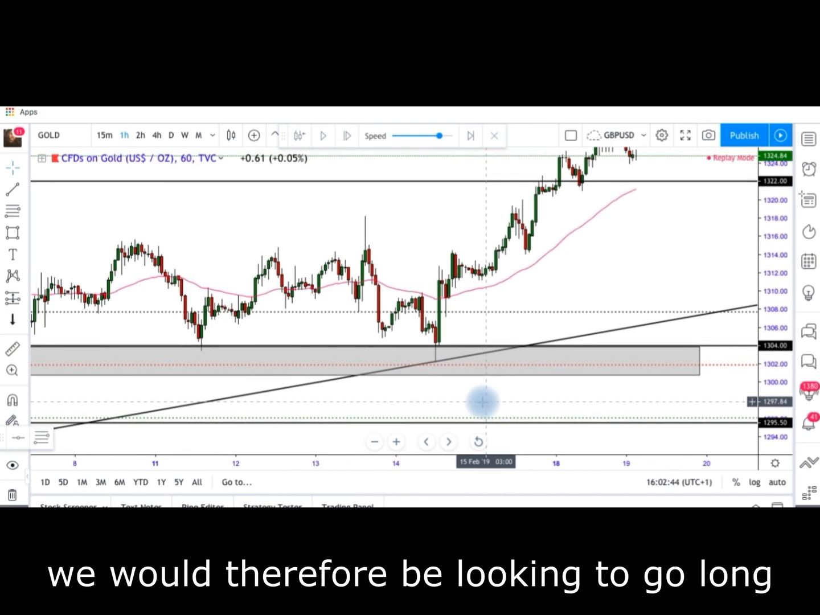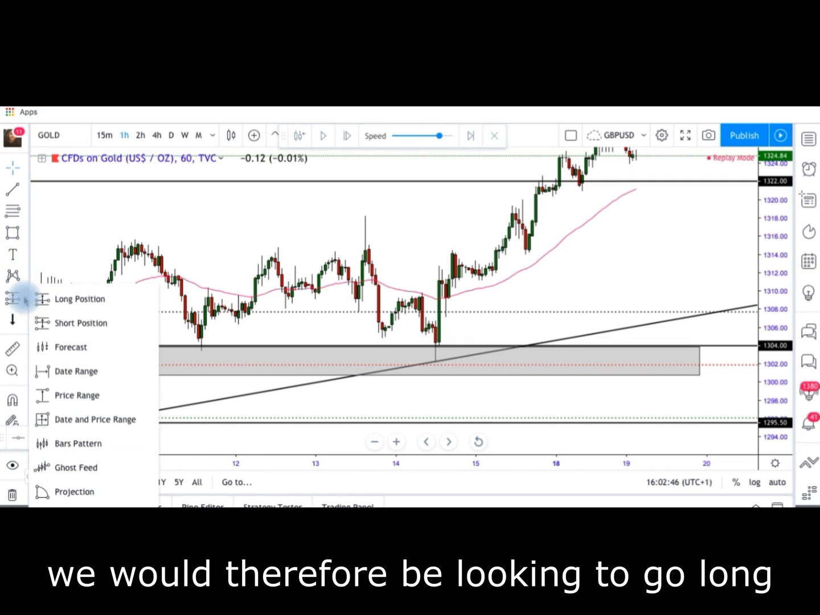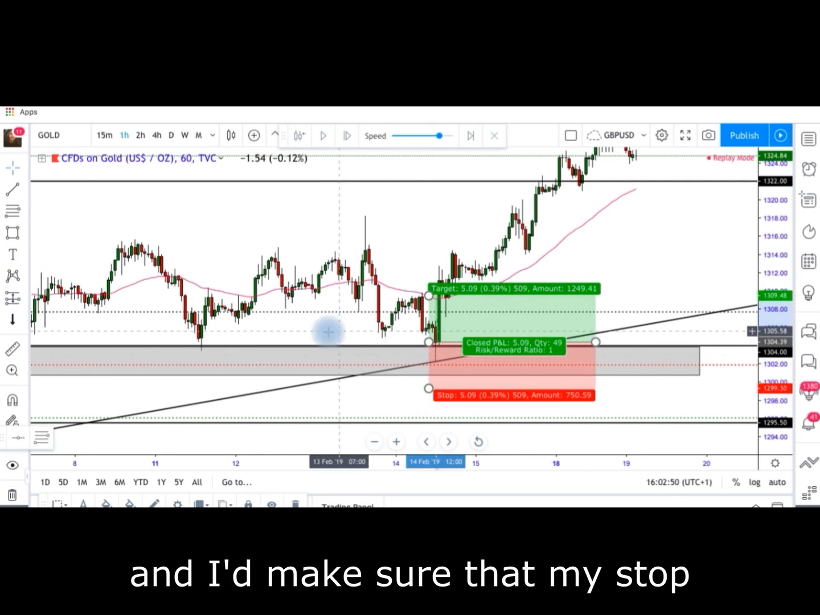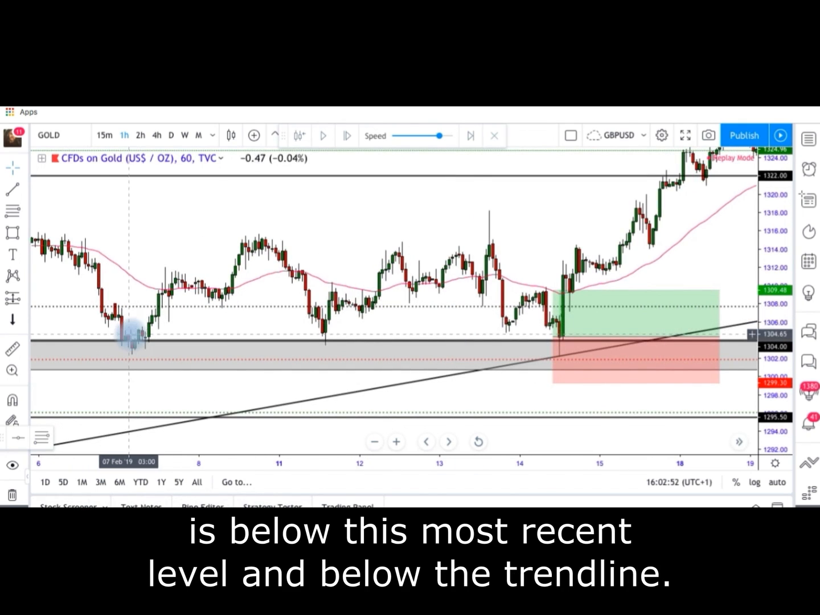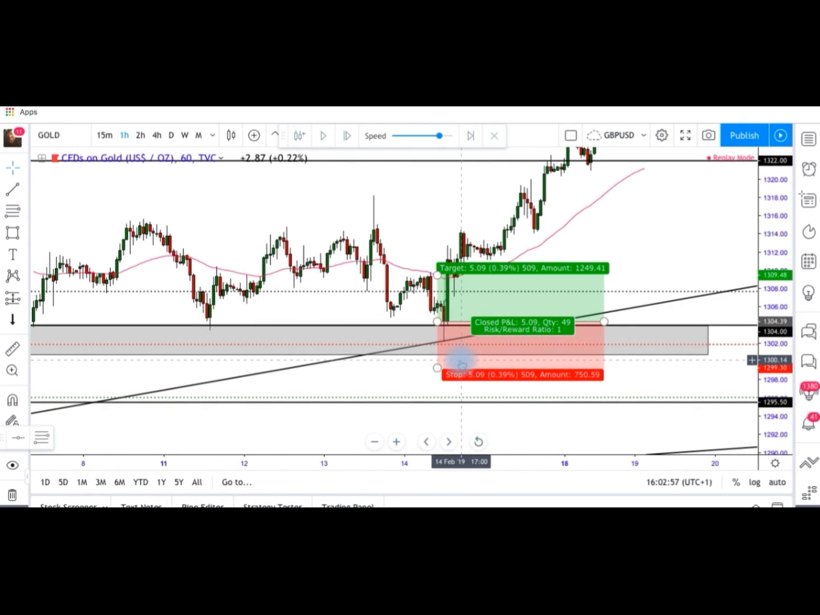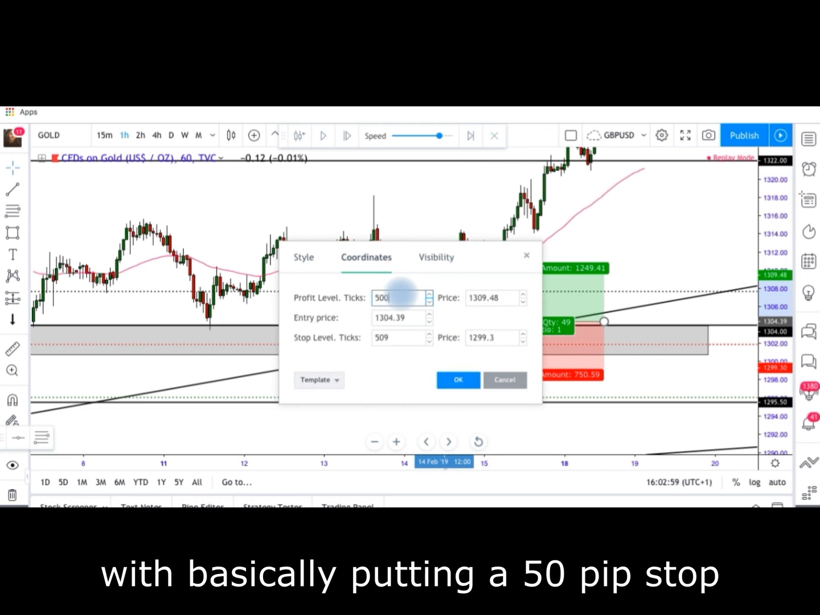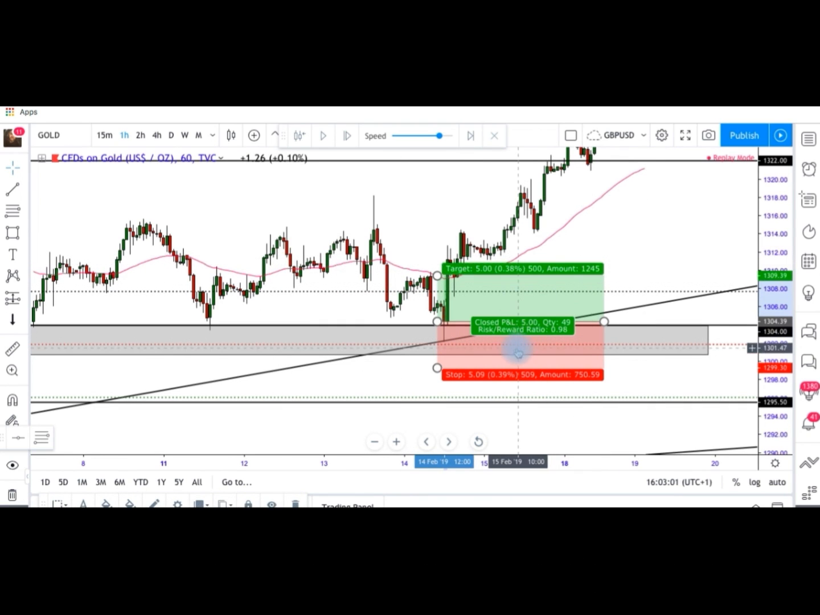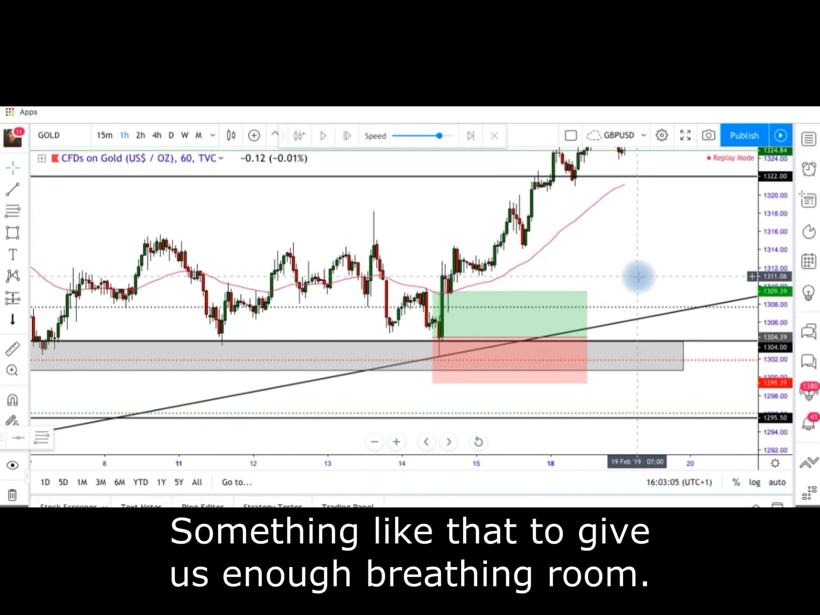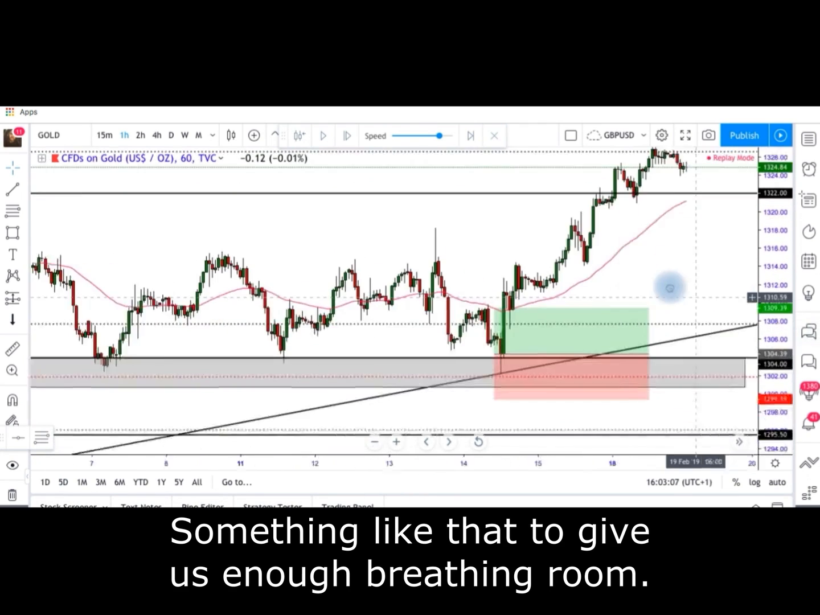we would therefore be looking to go long straight off this candlestick here. And I'd make sure that my stop is below this most recent level and below the trend line. Okay, so therefore I could get away with basically putting a 50 pip stop on this particular trade. Something like that to give us enough breathing room.